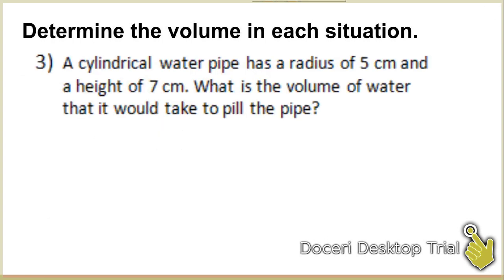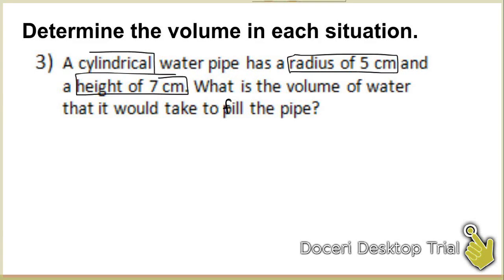Okay, guys, so let's look at question number 3. Question number 3 said that a cylindrical water pipe has a radius of 5 centimeters and a height of 7 centimeters. What's the volume of water it would take to fill the pipe? So this problem gave us a little bit of information. It gave us what the radius was, so that's good. It gave us what the height was, and it also gave us that it was a cylinder.